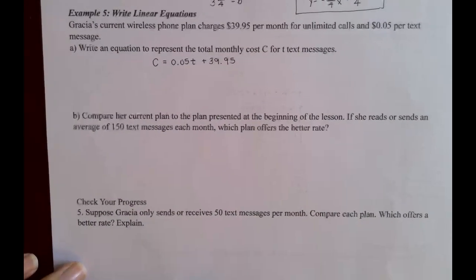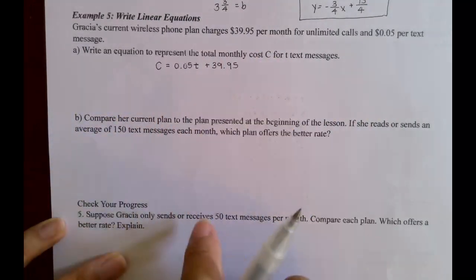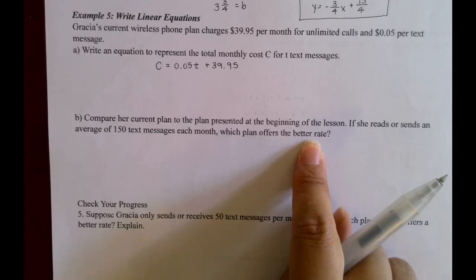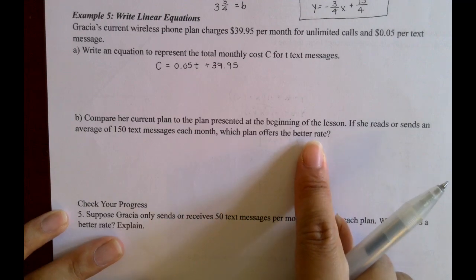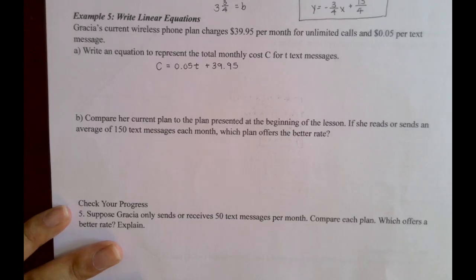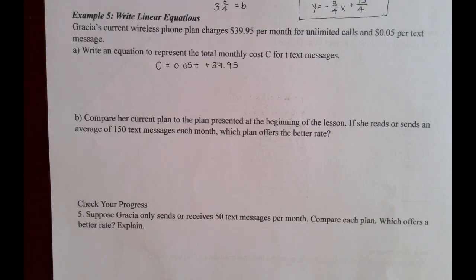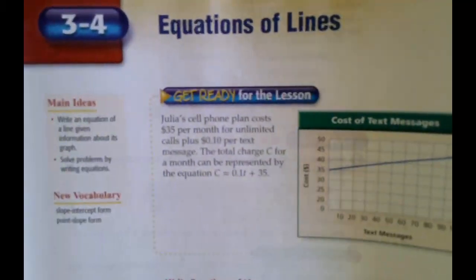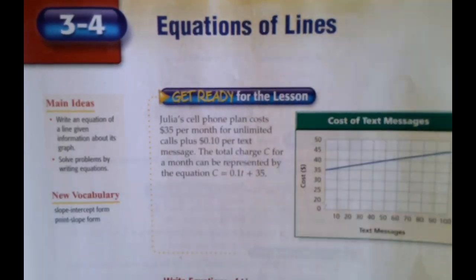The next part here asks her to compare her current plan, which is what we have here, presented at the beginning of the lesson, to an alternate plan for if she sends an average number of texts. Where is the alternate plan? I don't see the information about an alternate plan. Hold on. Okay, the alternate plan was all the way in the beginning of the book in the get ready for the lesson, where its total cost is 10 cents per text plus 35.